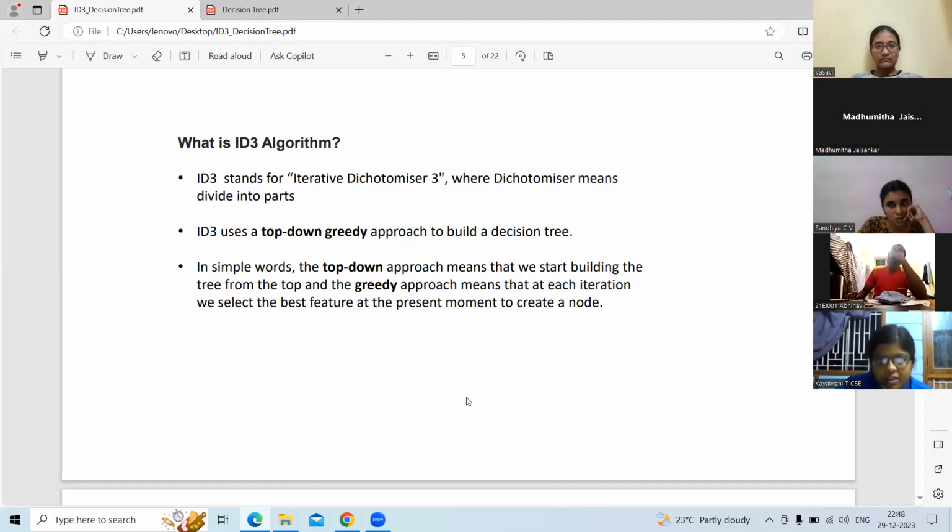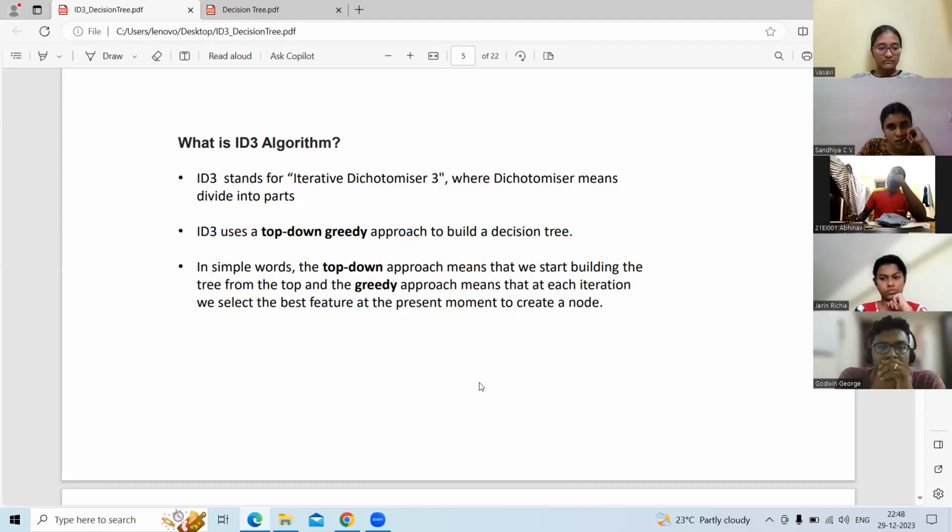In the greedy approach, we will be checking all the possible outcomes and choose the best one at the current moment, and we will not be worrying about the future. Okay, that's right. So when you say future, what do you mean in this context?